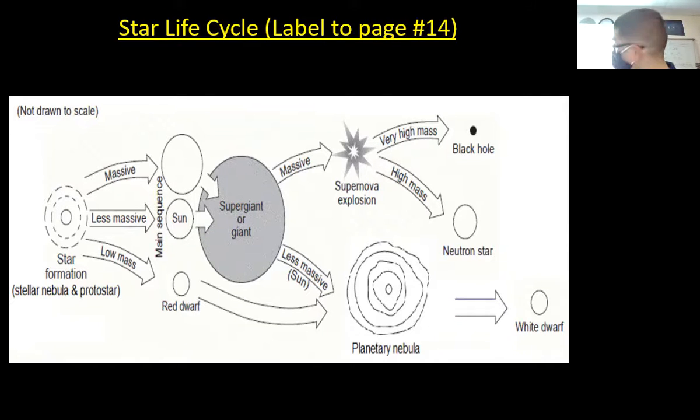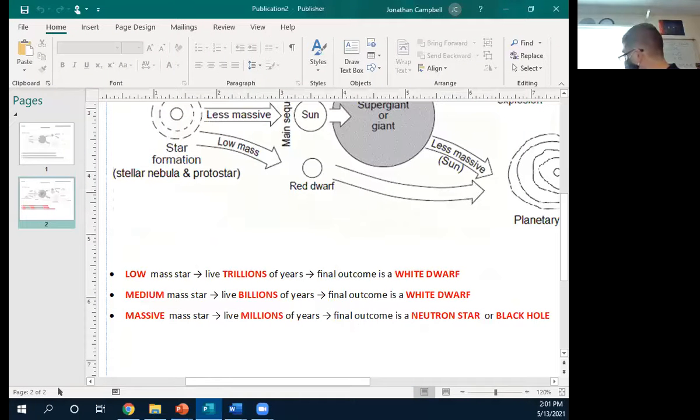So again, you're going to draw that to page 14. And at the bottom of that, I need you to write these 3 things right here. Make sure to write all 3 of these below the chart on page 14, comparing the different life cycles of those stars. I'll give you guys a second. Make sure to write this below the chart on page 14.